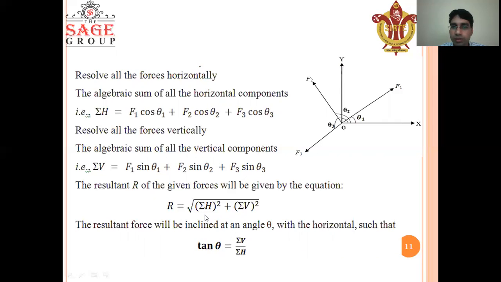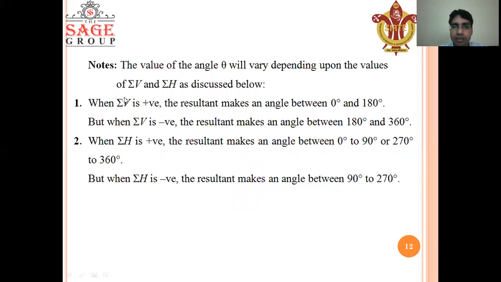After that, we have to calculate the direction also, that is, how many degrees the resultant is inclined from the x-axis. We calculate it by tan theta equals summation of V divided by summation of H. The sign conventions we have to take accordingly. The value of theta will vary depending upon the signs of summation of V and summation of H, as discussed below. When summation of V is positive, the resultant makes an angle between 0 and 180. But when summation of V is negative, the resultant makes an angle between 180 and 360. When summation of H is positive, the resultant makes an angle between 0 to 90 or 270 to 360. But when summation of H is negative, the resultant makes an angle between 90 and 270.